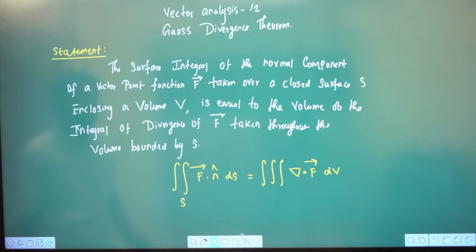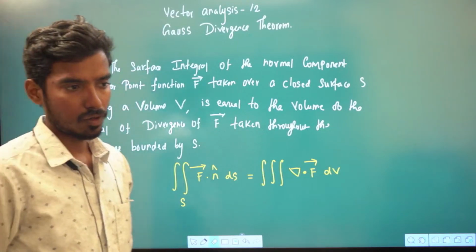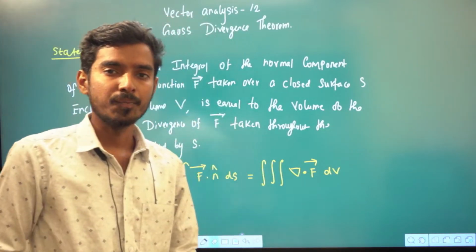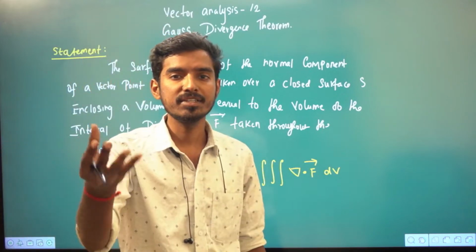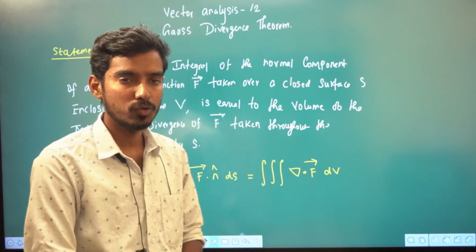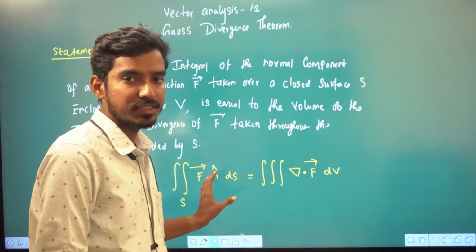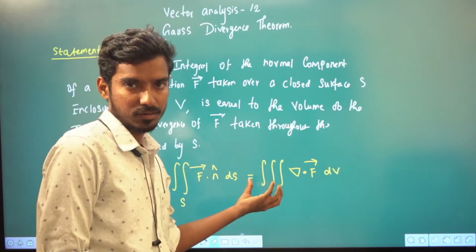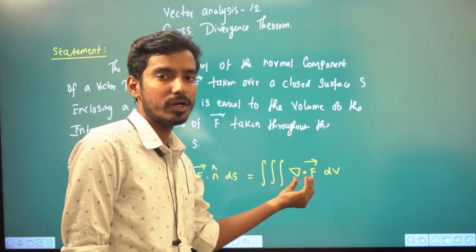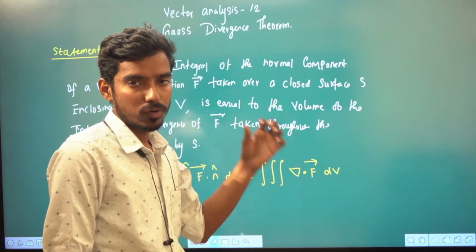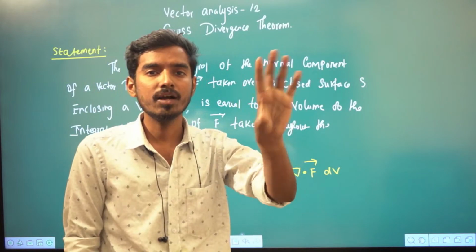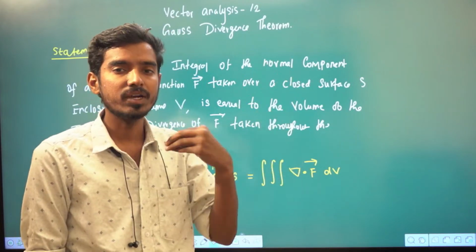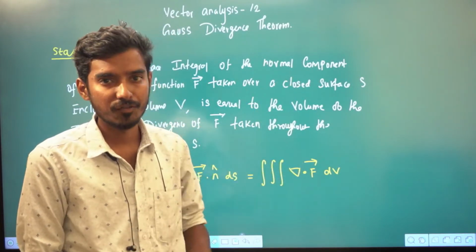Okay. Now we will do some problems based on this. It will be easy for you to follow. The question will be like, verify Gauss divergence theorem. Verify means we need to show that the surface integral and volume integral are both the same. Here the volume integral is taken over the divergence of F. They will give a vector point function and they will give a surface also.